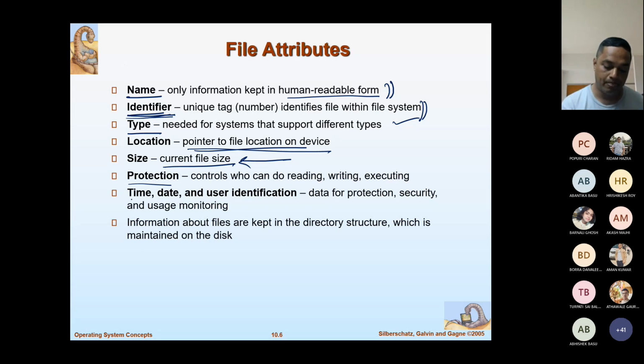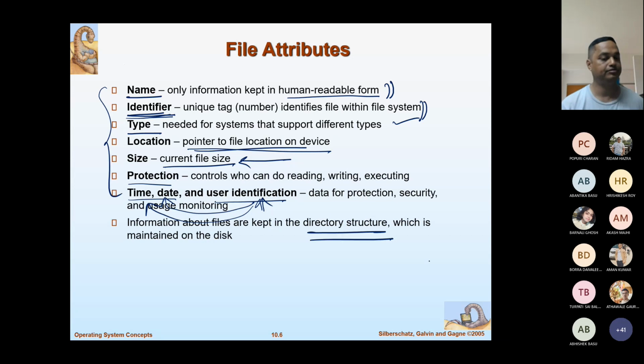Next, you have the time, date, and user identification. Who has created this file? Which user created this file? What is the date when the file was created? What is the time when the file was created? So these are some of the information related to a file. And all this information, the name, file ID, type, location, size, protection, date, time, identification, is kept in the directory structure.